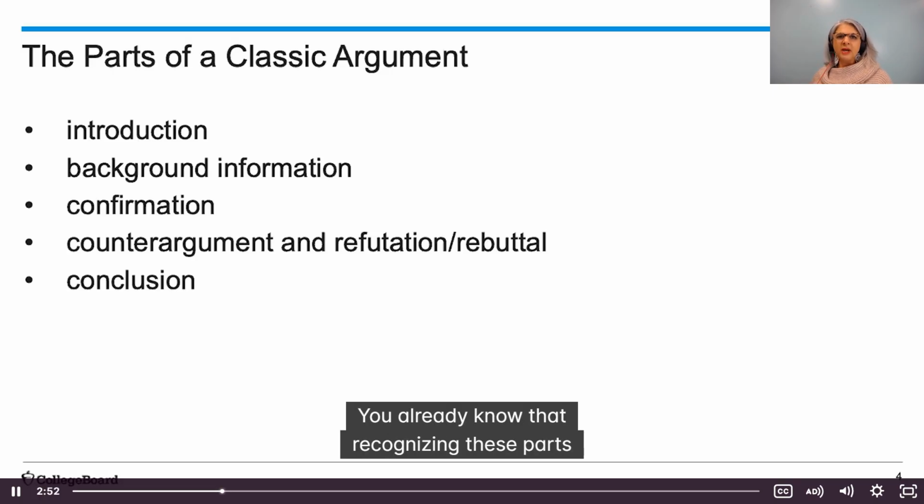You already know that recognizing these parts is less about placement and more about purpose. But at the beginning of the article, when the author claims that the problem or issue is significant because of its effects, just say that's happening in the introduction. The parts of a classic argument can serve as connections among those minor claims. There's other things that you already know too.